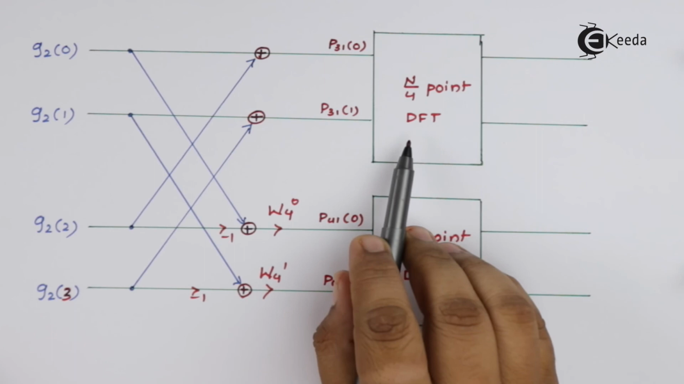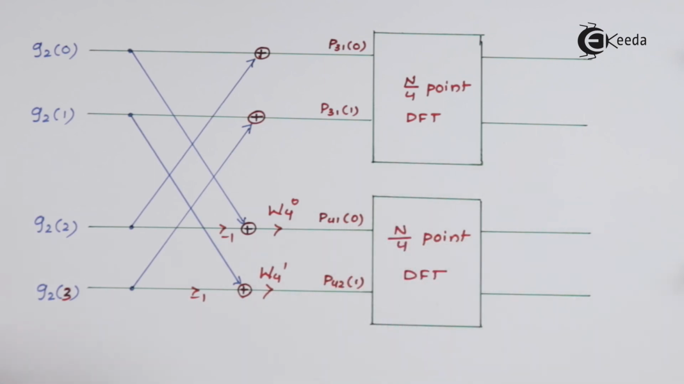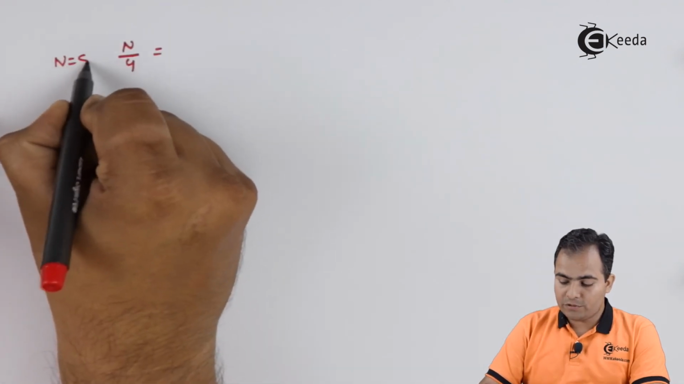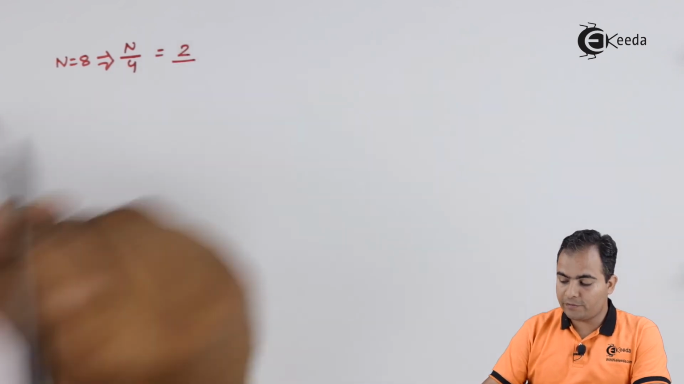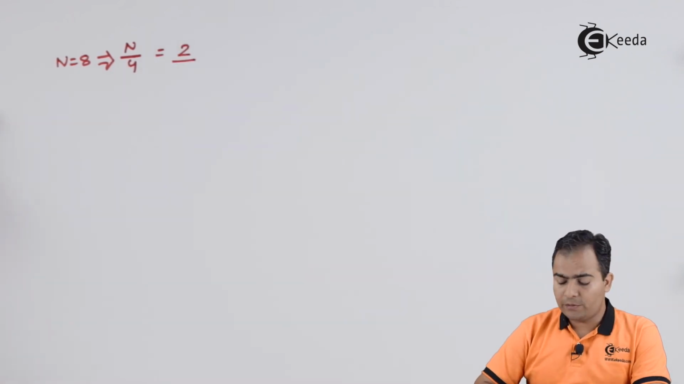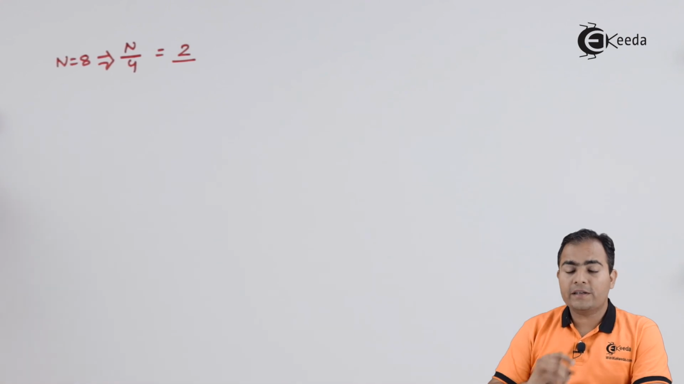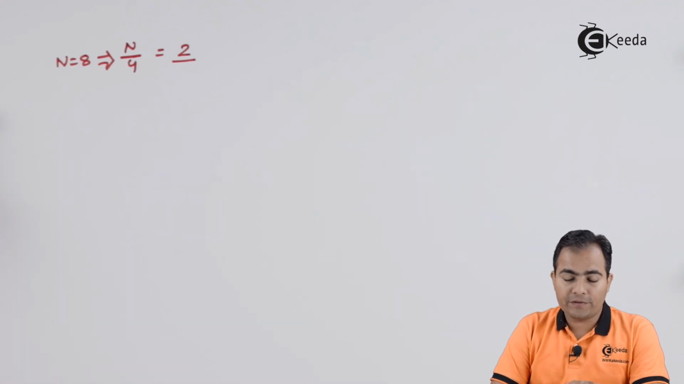Now we'll find the n by 4 point DFT for P3 of 0, P3 of 1, P4 of 0 and P4 of 1. So let's see how to find it. Basically we have studied one thing. N by 4 point DFT means what? If we have 8 points, which means n equals 8, then n by 4 DFT means we are going to calculate the DFT for 2 points only. Now 2 points means what? We will calculate P11 of k and P12 of k. Now how to calculate P11 of k and P12 of k?